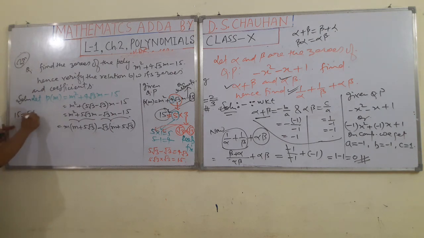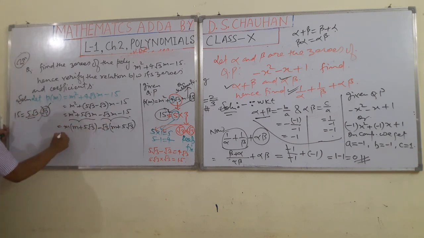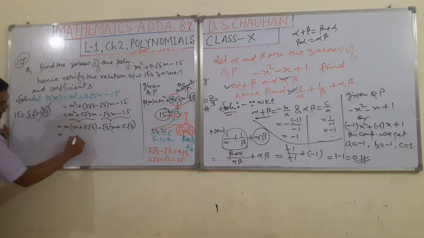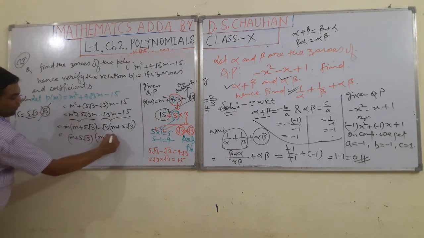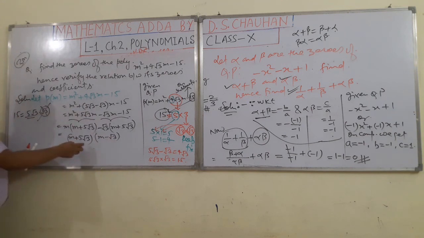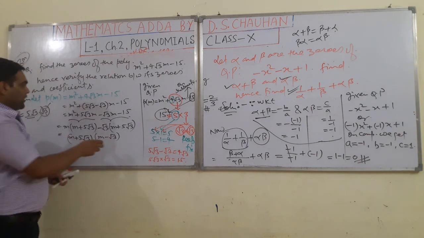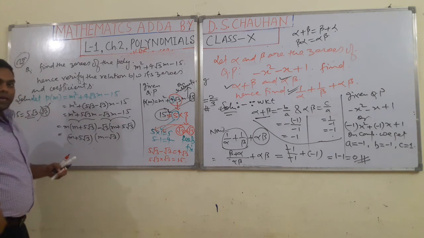15 can be written as 5 under root 3 into under root 3. As you take under root 3 outside, what will remain? 5 under root 3. Now again take out the common. This is m plus 5 under root 3, and here m minus under root 3. So these are two factors of this quadratic polynomial defined over m.